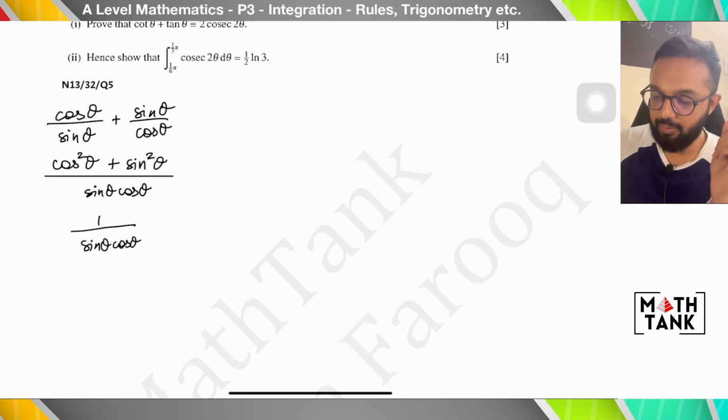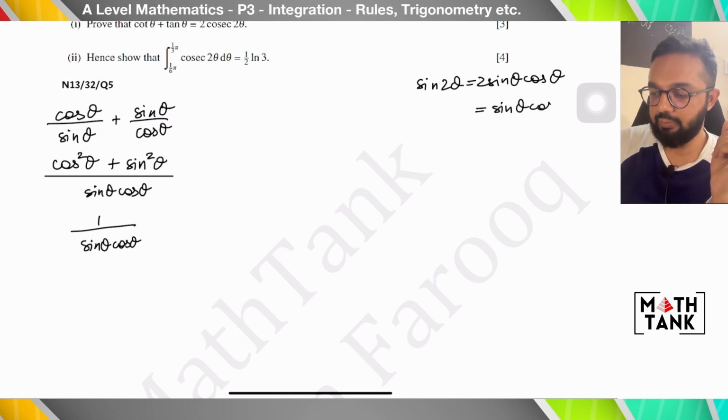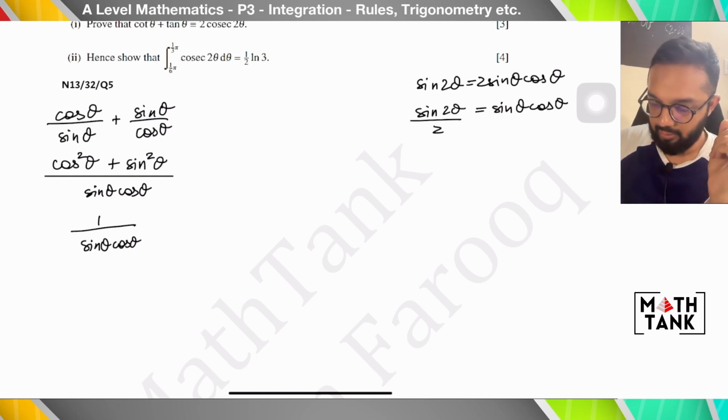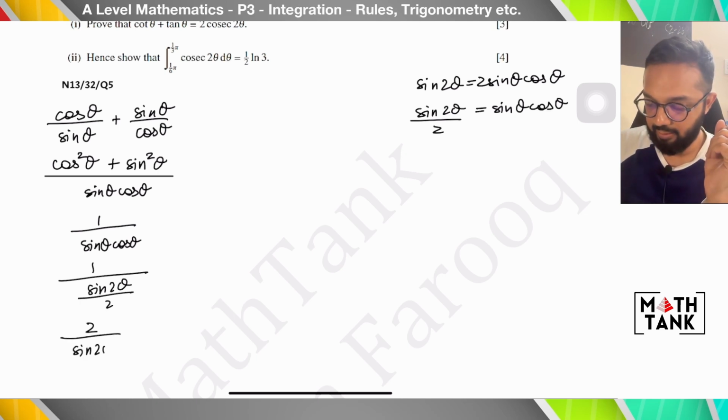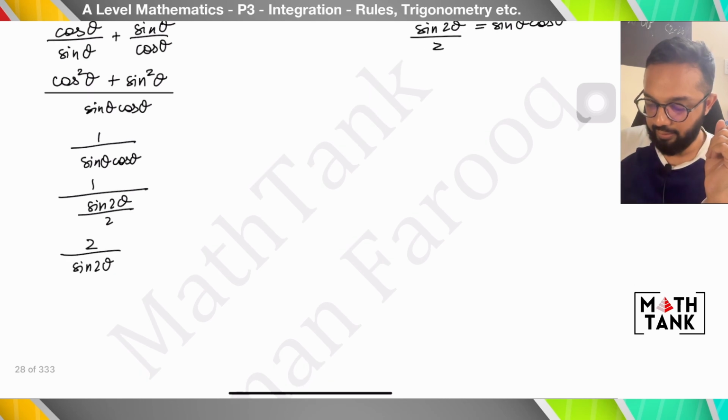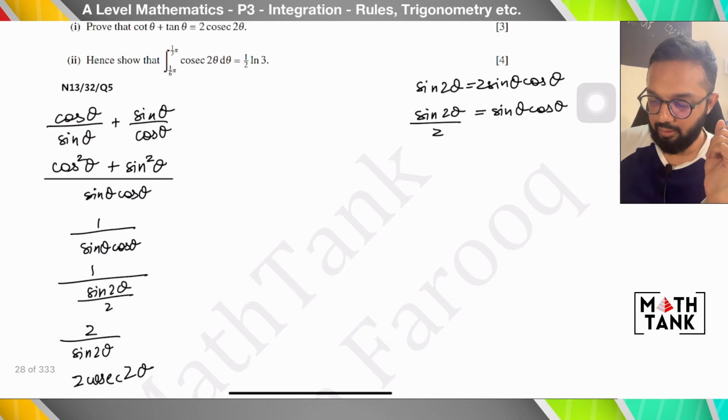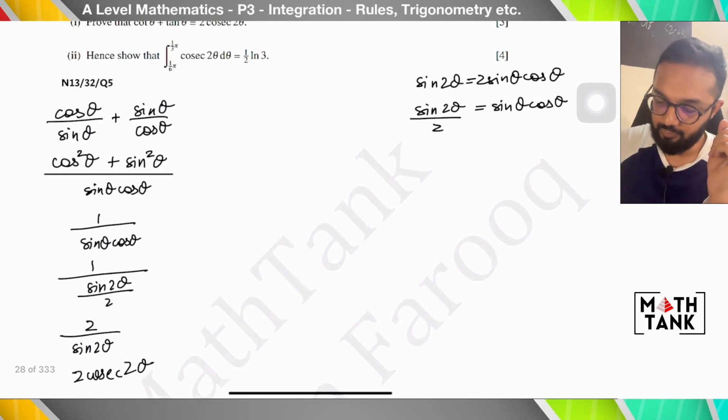Now again, if I remember my identity for sine 2 theta, it's 2 sine theta cos theta. So that gives me sine theta cos theta equals sine 2 theta over 2. So this is sine 2 theta over 2. That gives me 2 over sine 2 theta. I take the reciprocal, then sine 2 theta in the denominator is basically cosec 2 theta. So that was simple. Then it says integrate what?